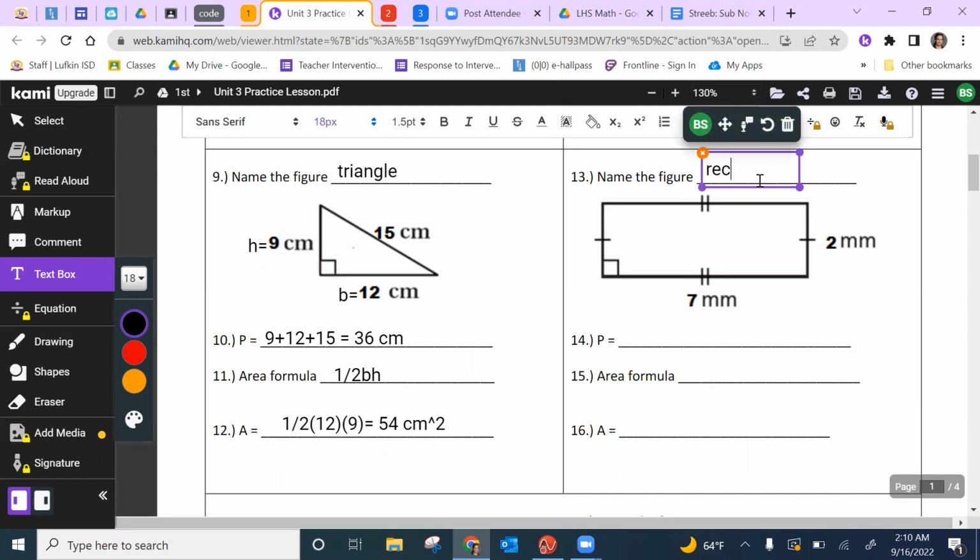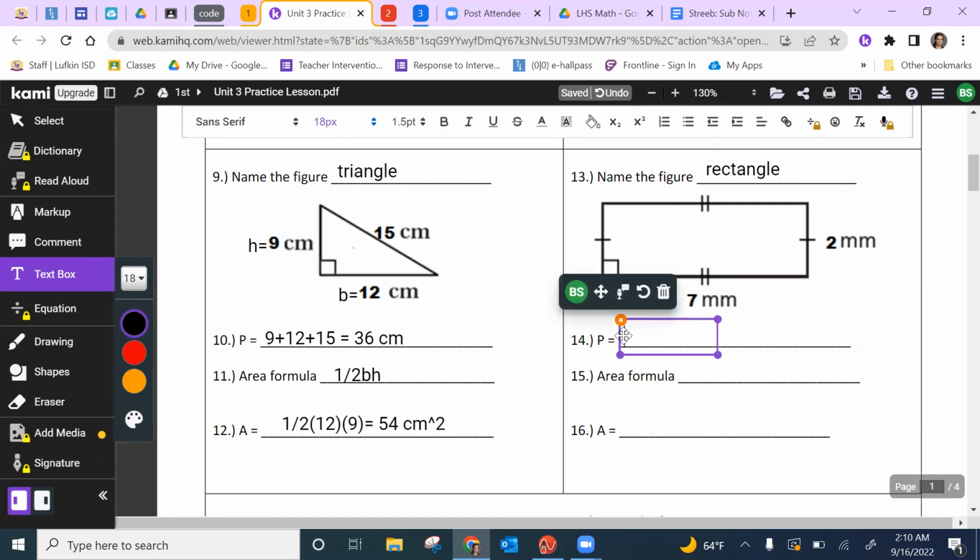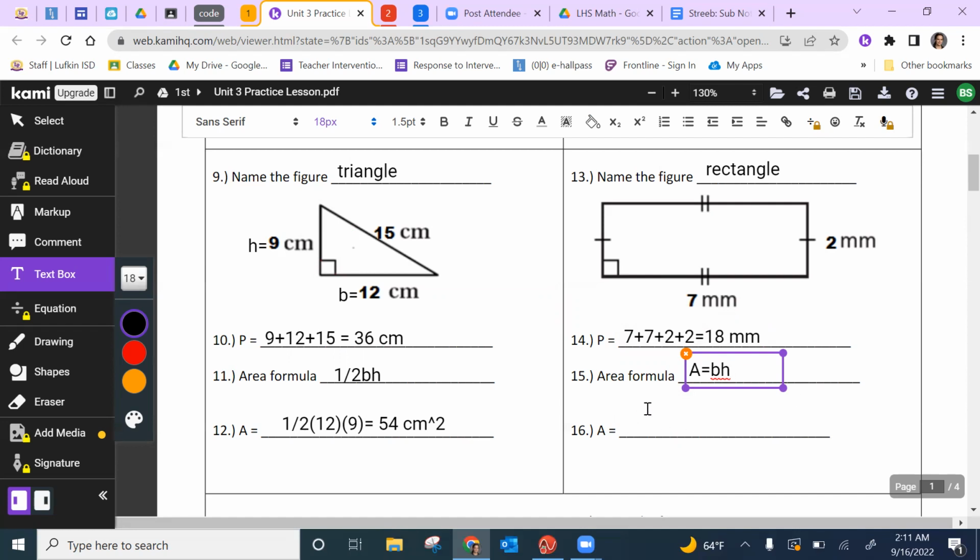Our next figure is a rectangle. And finding perimeter, so we're adding up all of the sides. So we've got 7 plus 7 plus 2 plus 2. It's 18. For area is base times height. Base is 7 and height is 2. So 7 times 2 equals 14 meters squared.